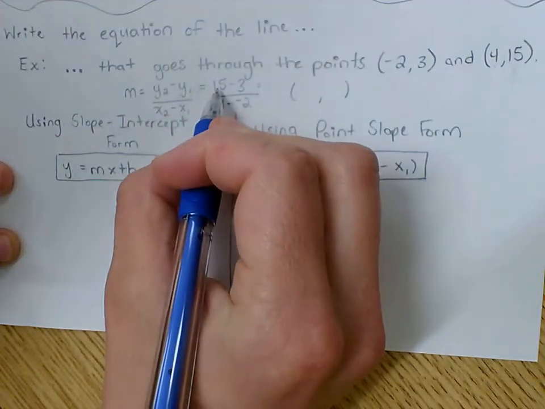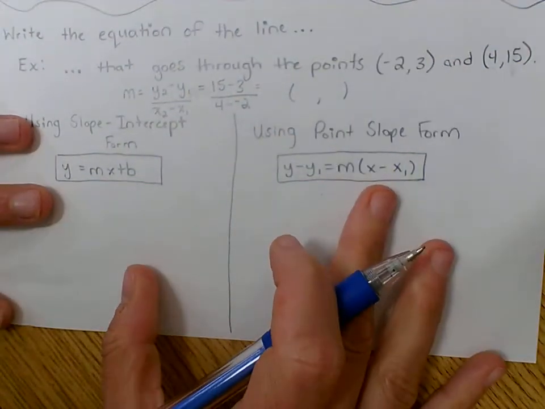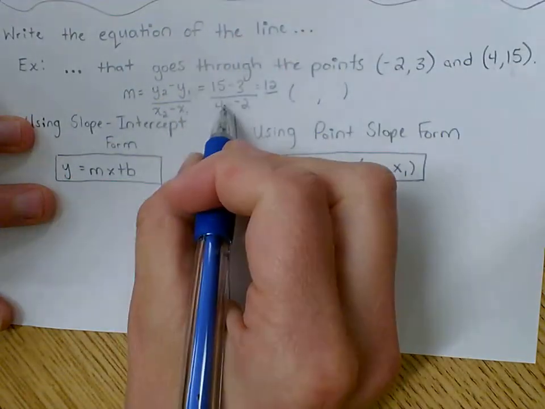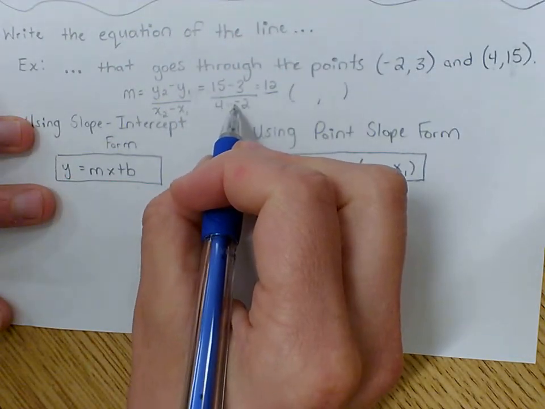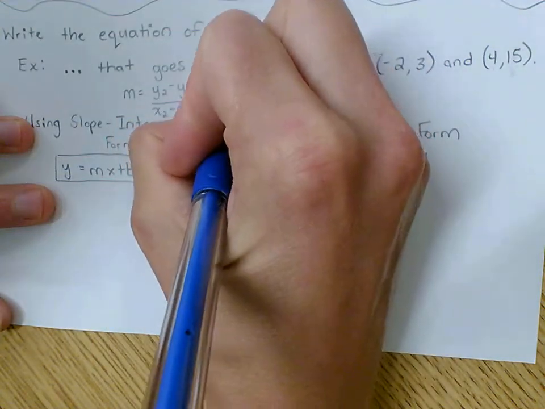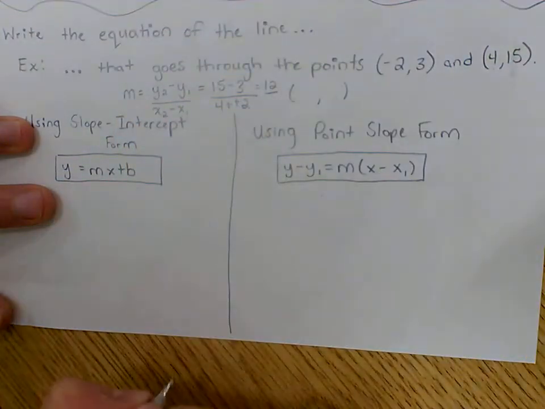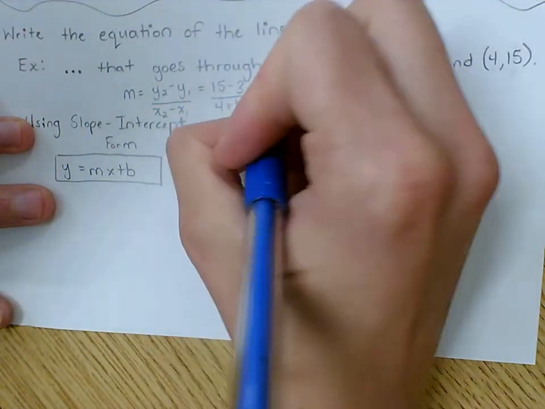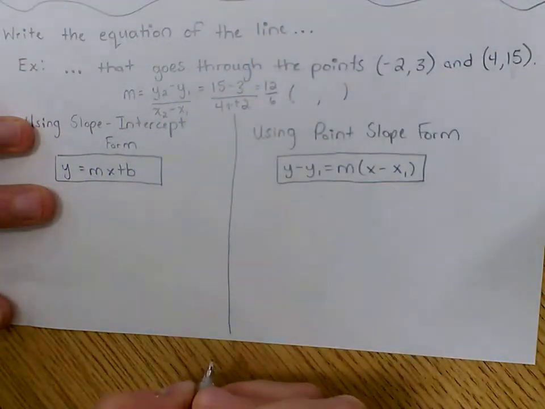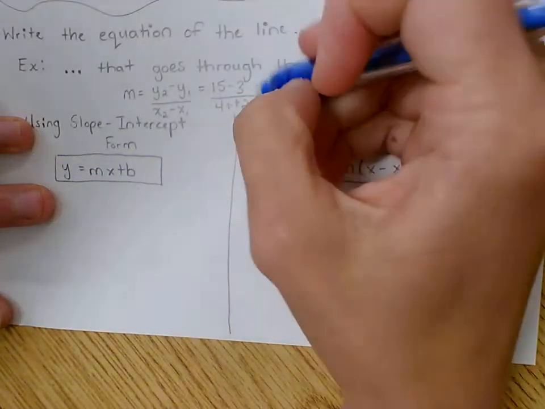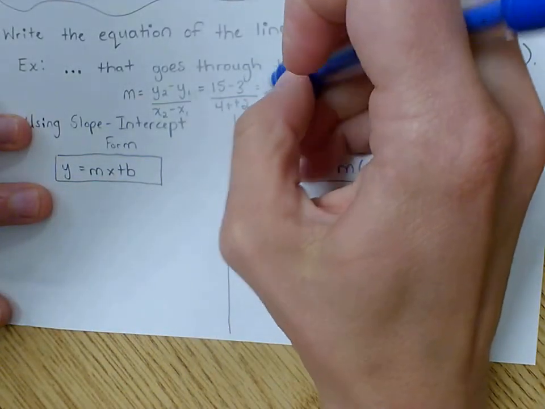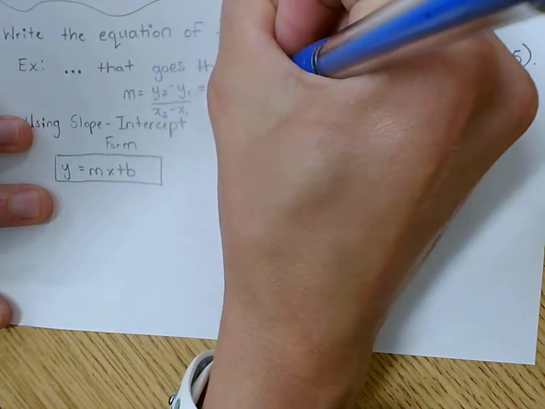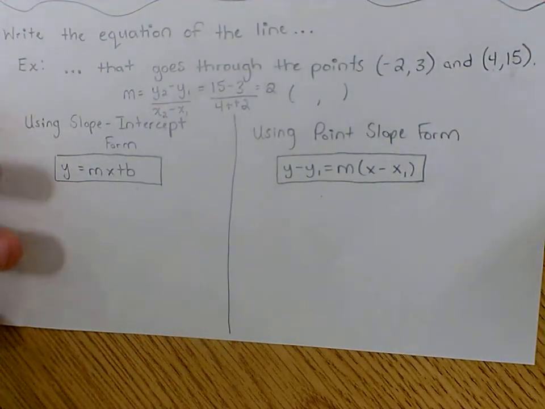So on top, I have 15 minus 3. So 15 minus 3 is 12. And then on the bottom, 4 minus a -2. Well, minus a negative will become a positive or a plus. So it'd be 4 plus 2, which is 6. So when I simplify that, 12 divided by 6, I'm going to have to erase and rewrite it since I'm running into my point there, ends up being 2. So the slope of this line is 2.